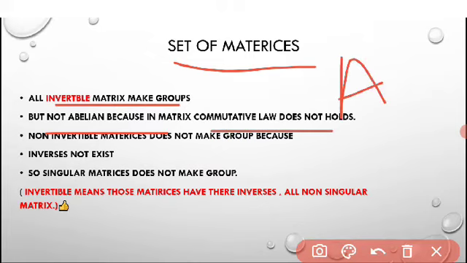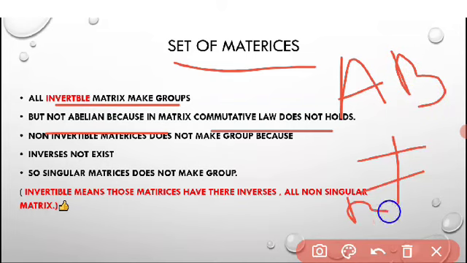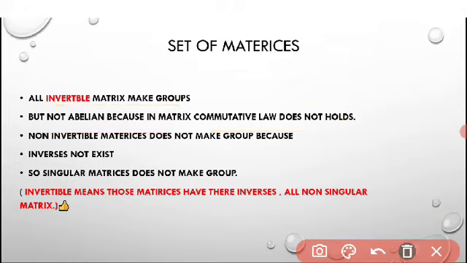We know that AB is not equal to BA in general for matrices. If we multiply two matrices A and B and change the order to B and A, the answer is different. That's why the commutative law does not hold. That's why an abelian group does not exist in these matrices.